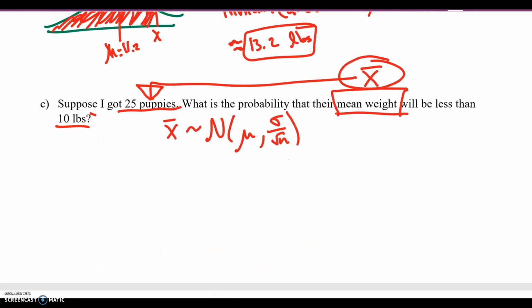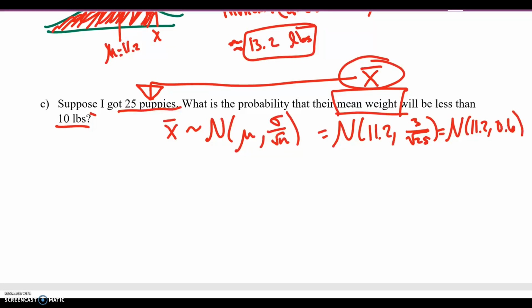Okay, so let's see. So this is going to be normal. My mean stays the same, 11.2. Sigma is going to be 3 over the square root of 25. So this is going to be normal, 11.2. And then 3 over square root of 25. That's just going to be 3 over 5, which gives me 0.6. Okay. All right. So this is going to be my new distribution.